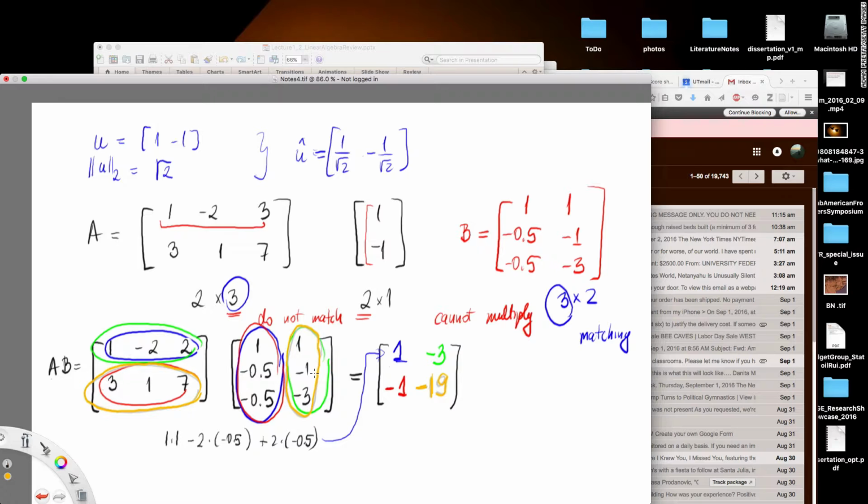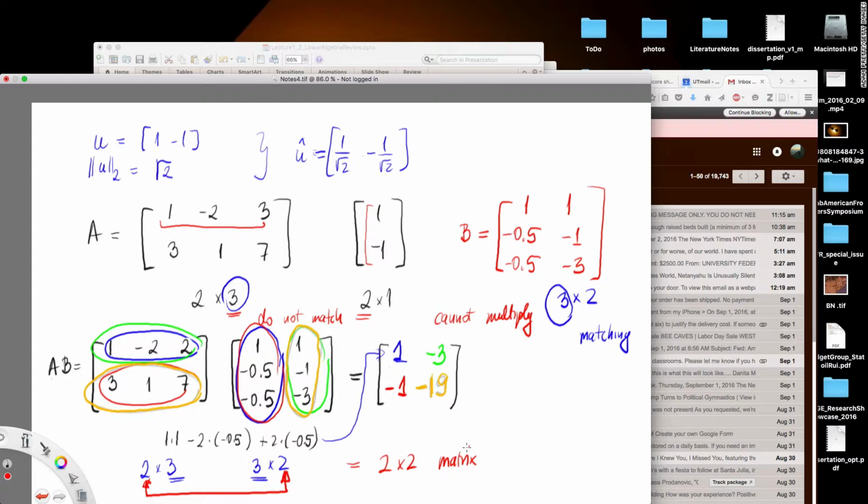So this is why the number of elements in this row has to match the number of elements in this column in order for this to work. My dimensions were, this was a 2 by 3 and this was a 3 by 2. These inner dimensions match, and then my result is a 2 by 2 matrix. Questions?